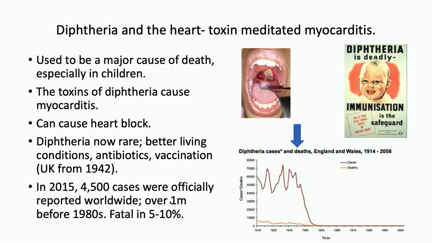Fortunately, the numbers of diphtheria cases have massively reduced due to a combination initially of reductions in crowding and improvements in antibiotics, and very importantly in vaccination. And childhood vaccination includes diphtheria because this used to be a very major killer of children.